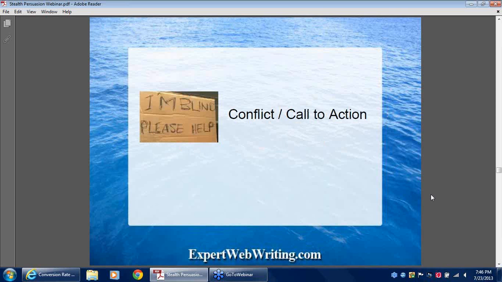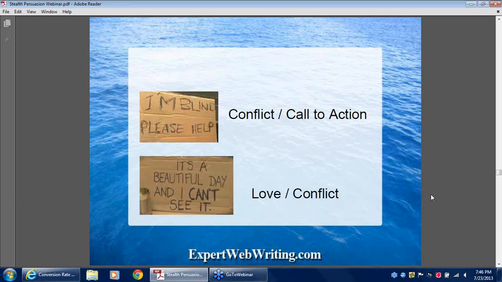Look at this sign. The original one that the beggar had said, "I'm blind, please help." What's wrong with that? It's a conflict and a call to action. Okay, he's blind and he's asking for help. Is there anything really wrong with that? When she changed it, though, she left the call to action off and put love, it's a beautiful day, and then a conflict, and I can't see it.